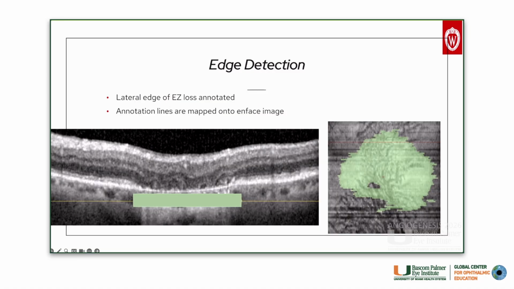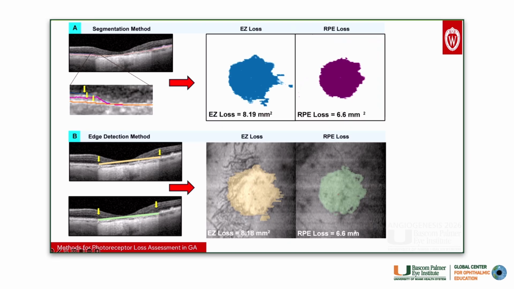This is edge detection, and here the ellipsoid zone loss between this edge and this edge is marked using this green line, and this line is transferred onto the en face map, which generates area assessments. So this only looks at not the entire B scan, but only where the EZ is lost. This example shows segmentation up on top and edge detection at the bottom, and you can see 8.19 is the EZ loss, 8.18, so pretty similar. We can also generate RPE loss measurements using the two methods in the same way, and here you can see 6.6, 6.6 exactly.